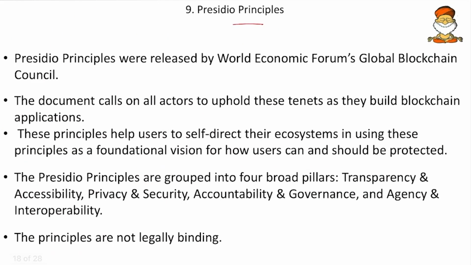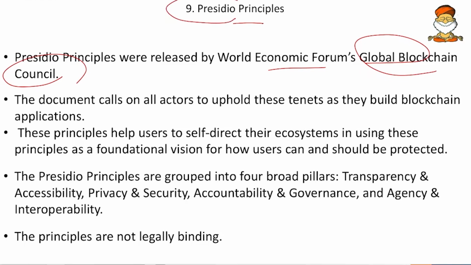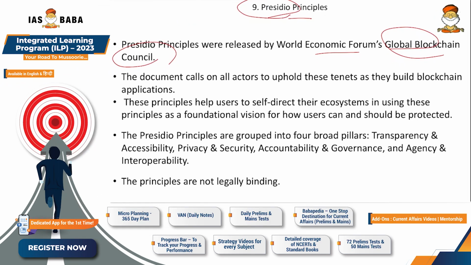Then come to next, the Presidio Principle. So Presidio Principles were released by the World Economic Forum's Global Blockchain Council. So, World Economic Forum's Global Blockchain Council is the organization which released this Presidio Principle. So friends, what is this Presidio Principle? These are the principles which will guide how to build a blockchain technology and how to use it. So friends, there are several principles in this. We cannot remember by heart everyone. But the only thing is that the Presidio Principle is something related to the use and building up of a blockchain technology. So that is more than sufficient for us.